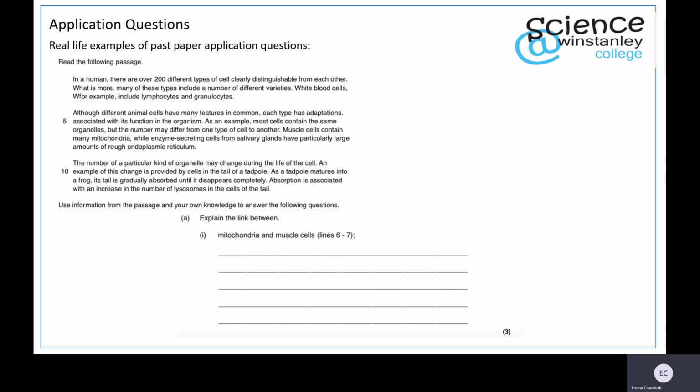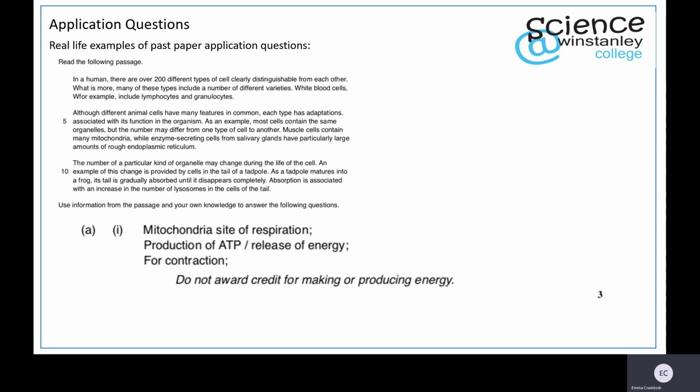So the first one is to explain the link between mitochondria and muscle cells, and it's referring you to lines 6 and 7. So make sure you read lines 6 and 7 first before you have a go at this question and explain that link. Tell me why there is a link and what the link is between mitochondria and muscle cells. Okay. So there's 3 marks for this question, so you need to think about 3 points.